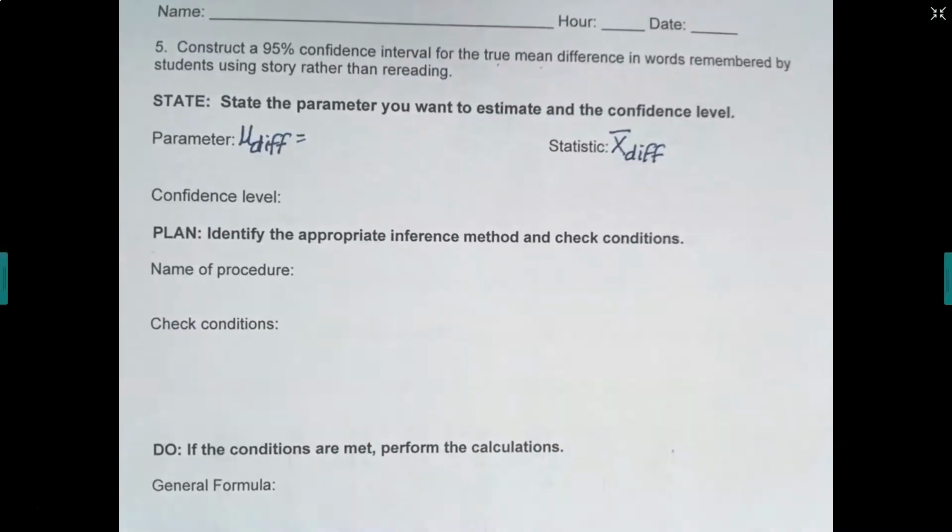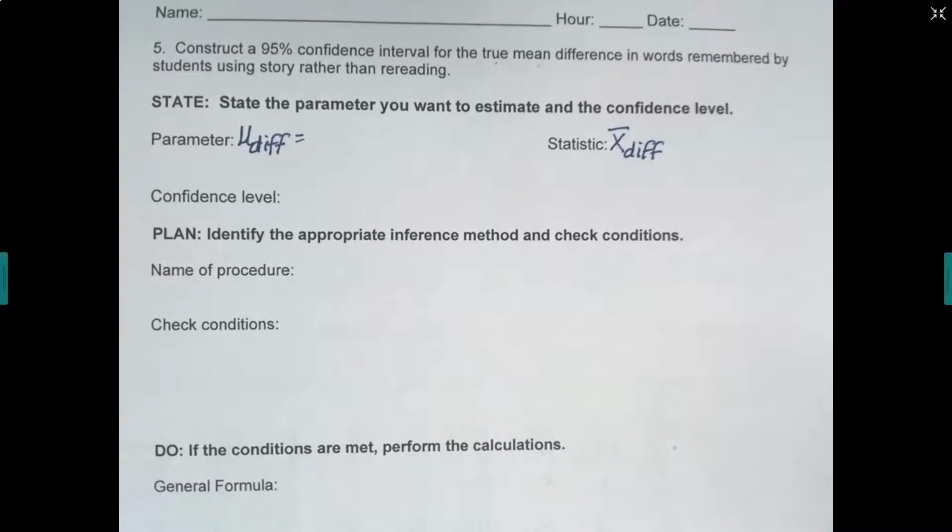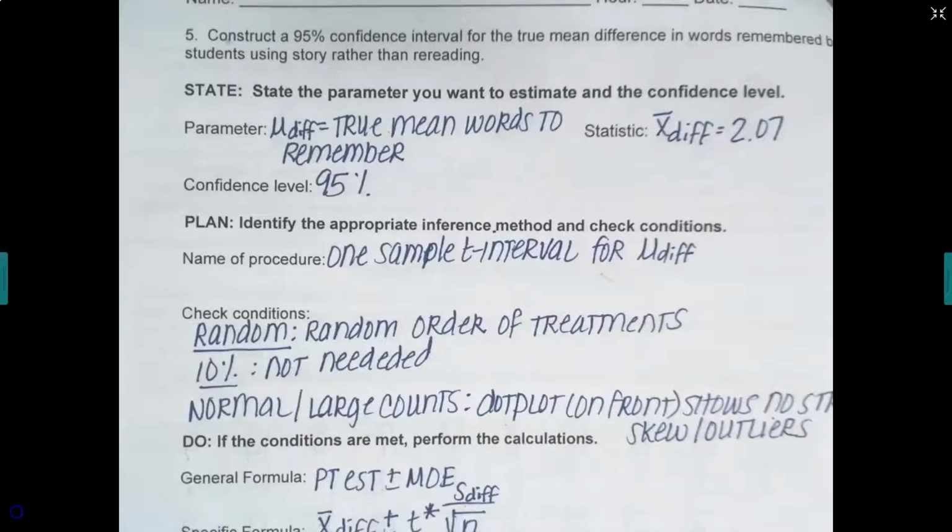The rest you should know, and if you don't, then you know what you've got to pay attention to for the test. So pause the video, try it all out, come back when you're done and we'll go over it. All right, let's see how you did.